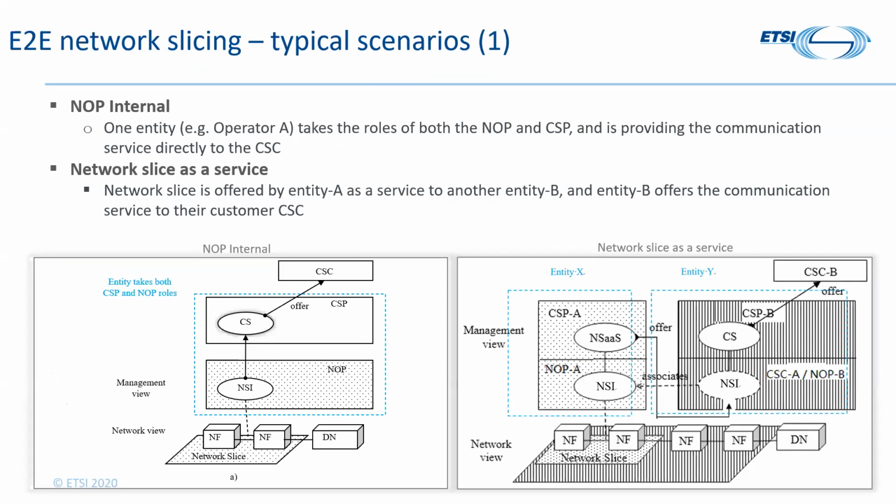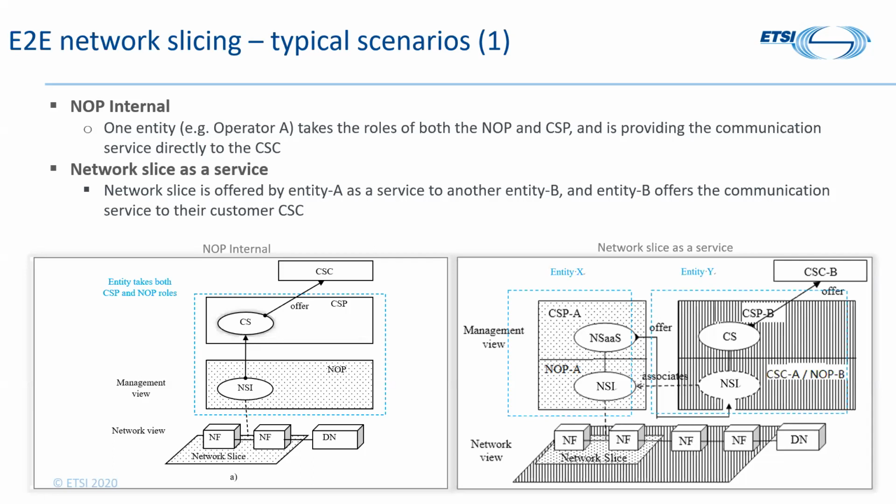ZSM 003 captures the end-to-end management and orchestration of network slicing that span multiple management domains. There are several roles defined in network slicing. So for example, the customer role or CSC, we have service provider role or CSP, and the network provider role or NOP. There are many ways that the communication service network slicing can be offered.